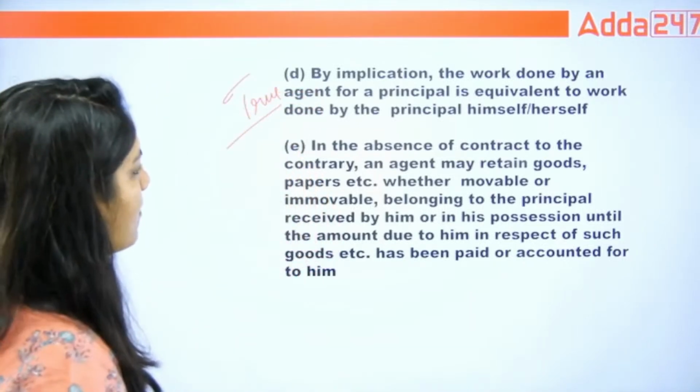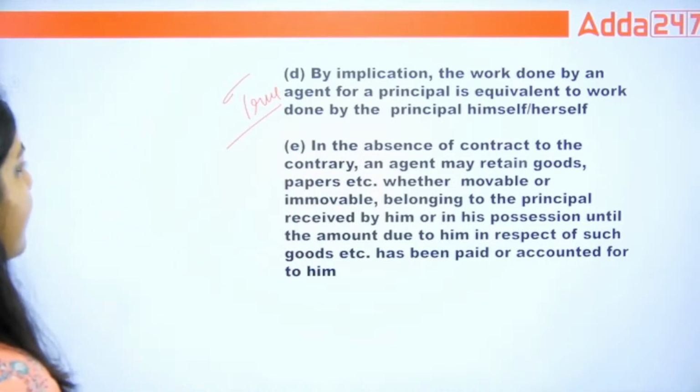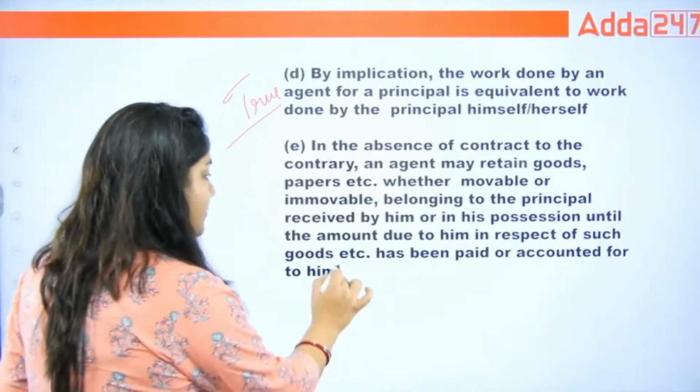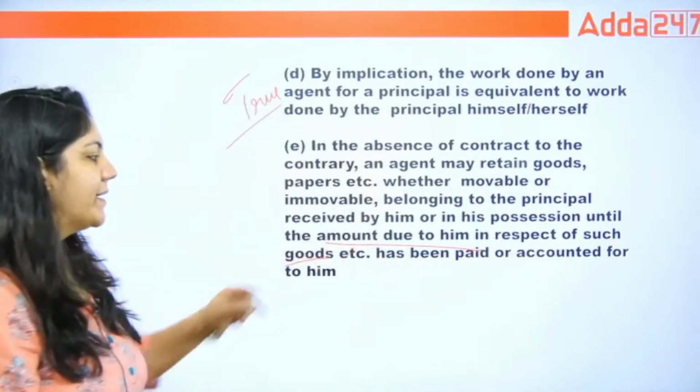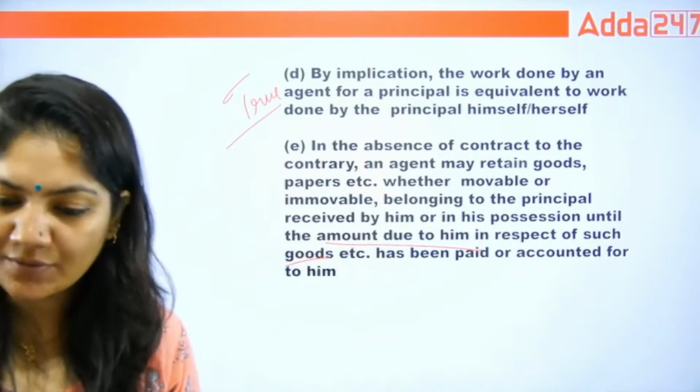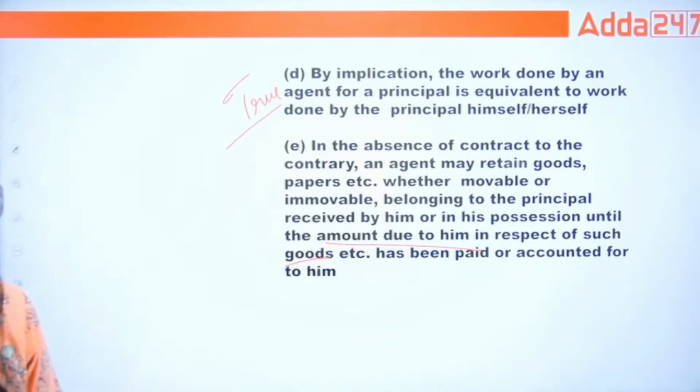In the absence of a contract to the contrary, an agent may retain goods, papers, whether movable or immovable, belonging to the principal in his possession until the amount due to him in respect of such goods has been paid and accounted to him. This is a very good question, class.